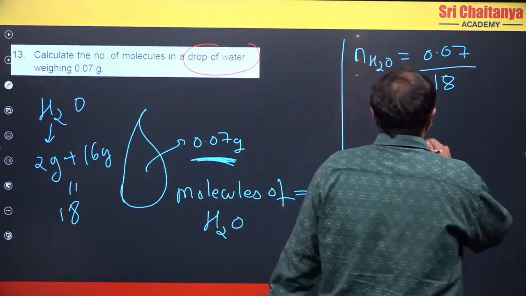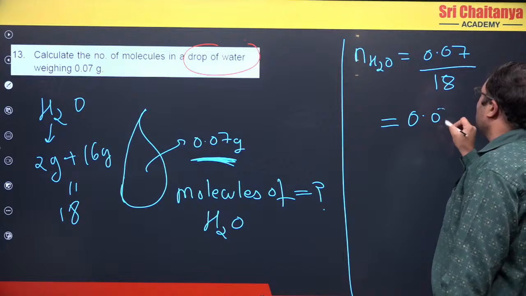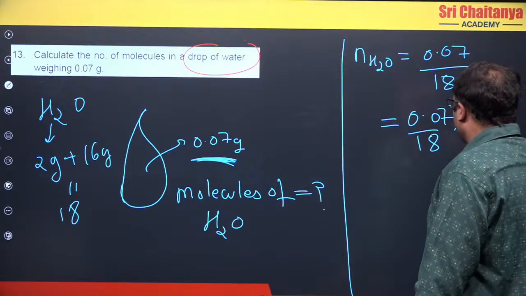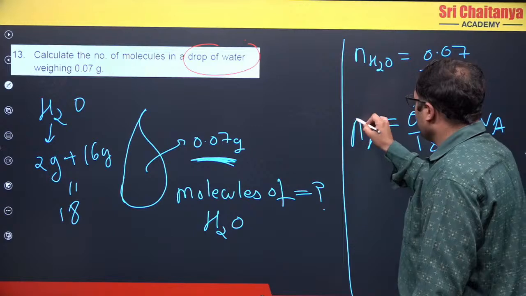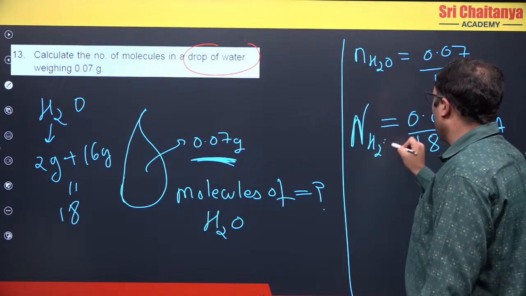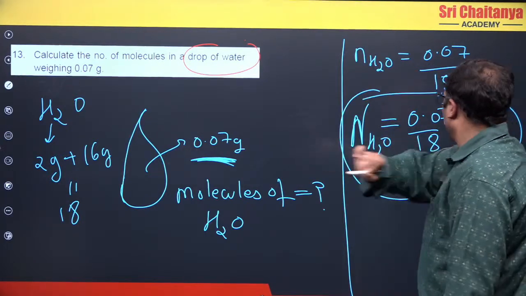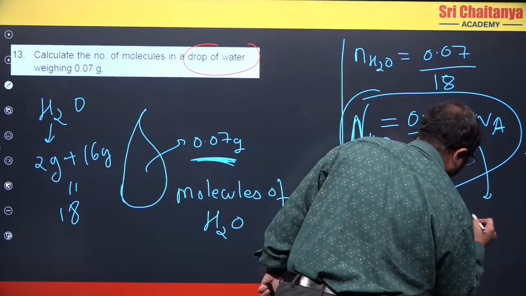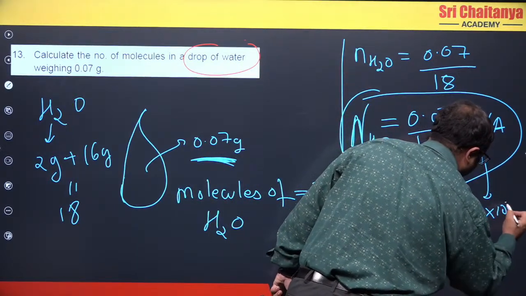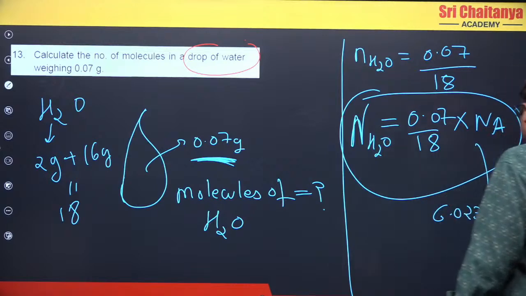So 0.07 by 18 multiplied by Na. If you do that, you will get the number of water molecules, right? And what is the value of Na? I hope you know, 6.023 into 10 raised to power 23, right?